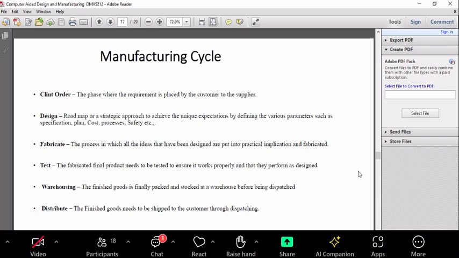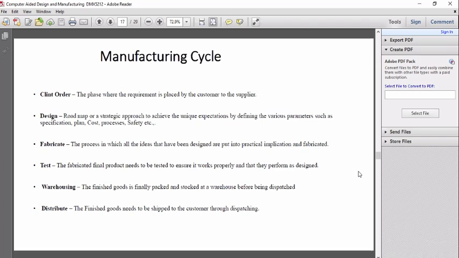And also we learned about the product life cycle, and there is also the manufacturing cycle. In the manufacturing cycle, it is the client order, design, fabricate, test, warehouse, distribute, or sales, whatever you can use, you can say. So in the design process also we learned about the client order or the design requirement.